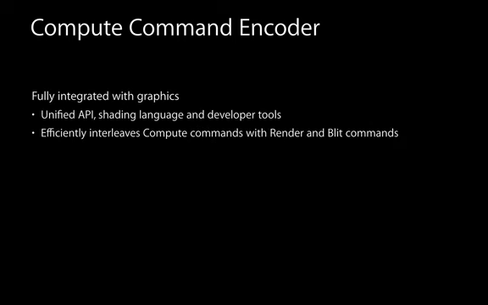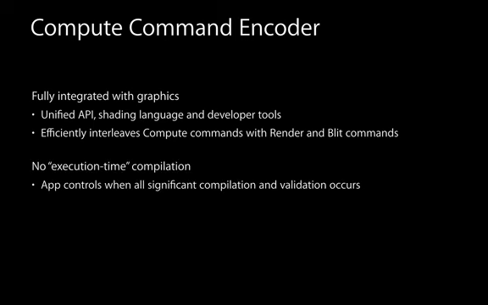Probably more important to realize with Metal is that the compute operations are fully integrated with graphics. This means you get a unified API, a single shading language, and a single set of fantastic developer tools for both graphics and compute operations on the GPU. And probably more important for performance, we can efficiently interleave these operations between compute, rendering, and data copy operations and Blits.